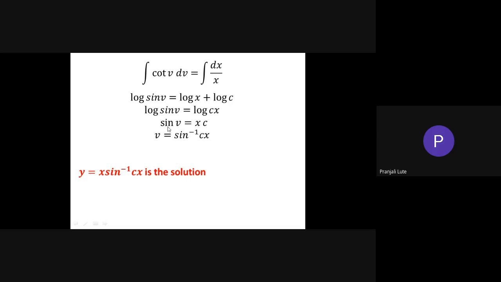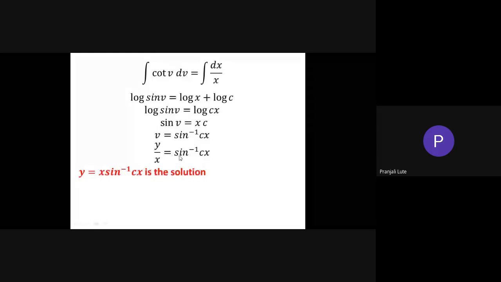Then we have to shift sin to the right hand side. That will be sin inverse cx. v equal to sin inverse cx. And again we know that in place of v, we substituted v equal to y by x. So y by x equal to sin inverse cx, and y equal to x sin inverse cx. This is the required solution of that given differential equation. So this is your homogeneous differential equation.